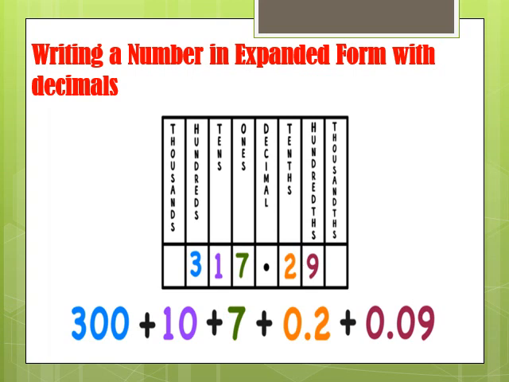If you want to write it in expanded form, you have to write the place values of each digit and add them up. See, place value of 3 is 300, place value of 1 is 10, place value of 7 is 7, place value of 2 is 0.2. You can also write 2 upon 10. Place value of 9 is 0.09. You can also write 9 upon 100. And see, this is the expanded form of this decimal number.